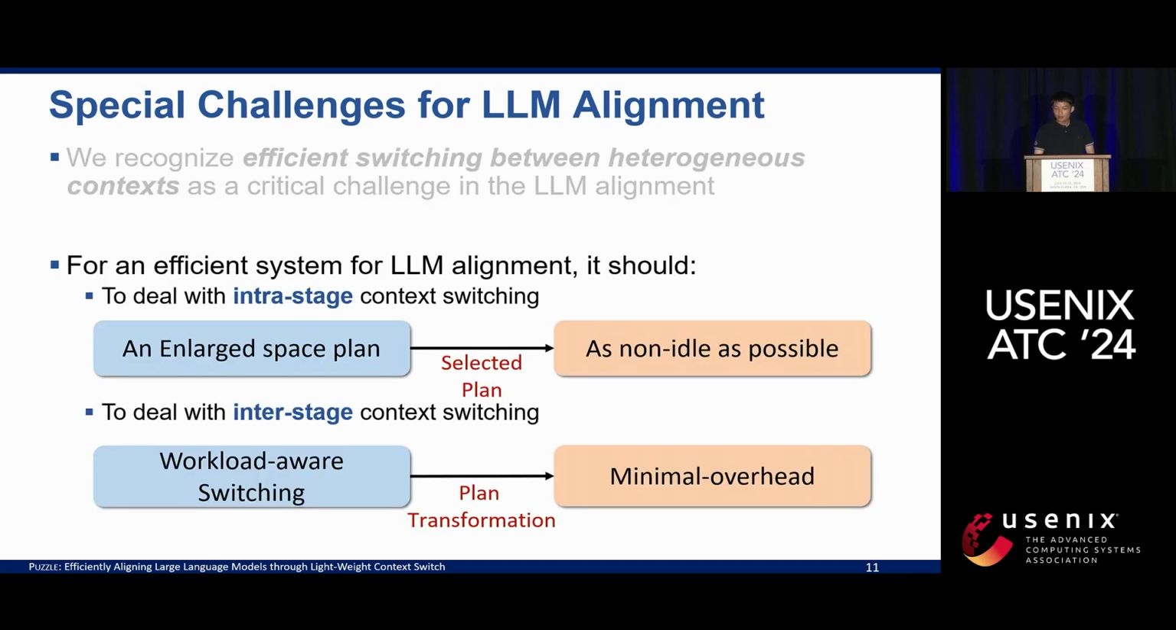Therefore, for an efficient system for LLM alignment, regarding the intra-stage context switch, it should explore an enlarged search space of the model placement and execution plan, and it should select a plan from this space to reduce idle time as much as possible. And to deal with the interstage context switching, the system should consider workload to choose an execution plan to minimize the transformation overhead.